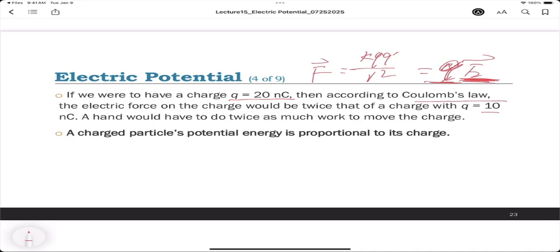A hand would have to do twice as much work to move the charge. A charged particle's potential energy is proportional to its charge. From this example, we can get this conclusion: a charged particle's potential energy is proportional to its charge.